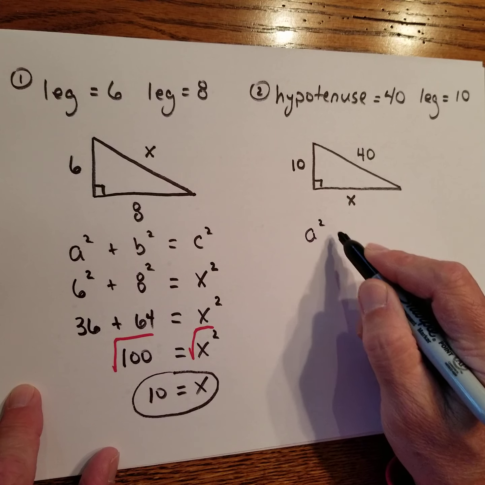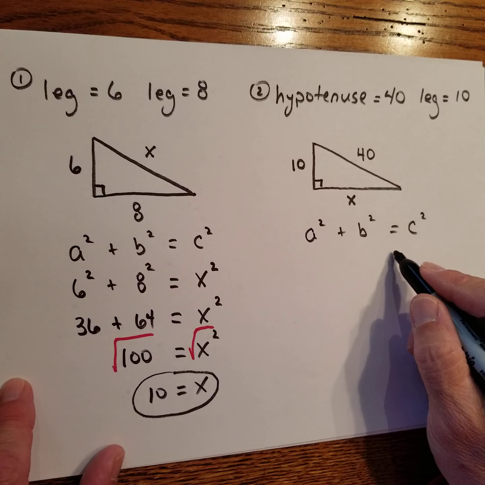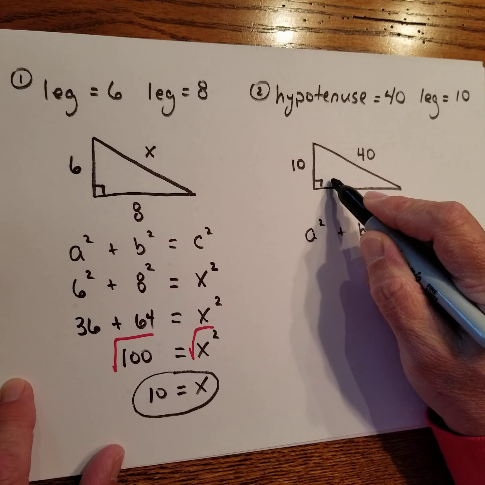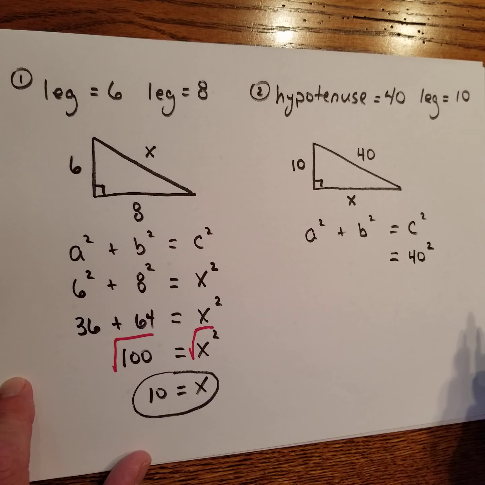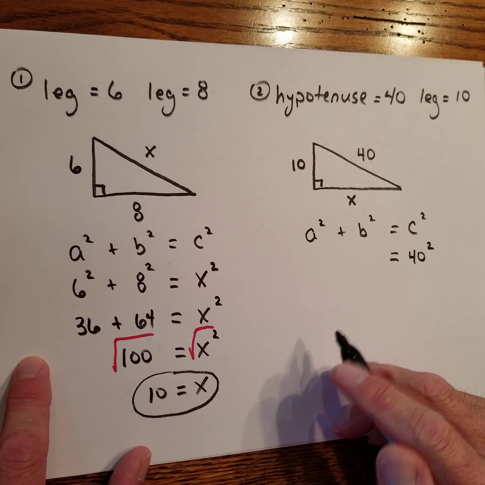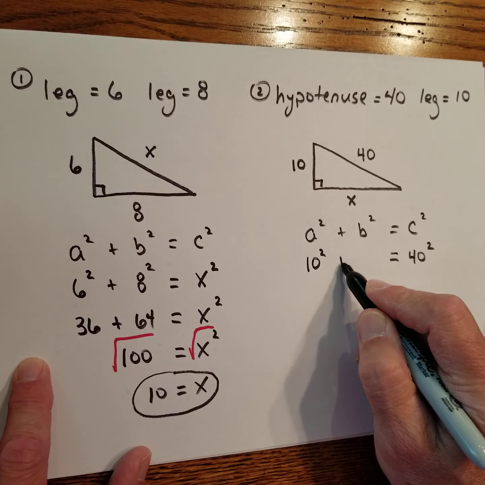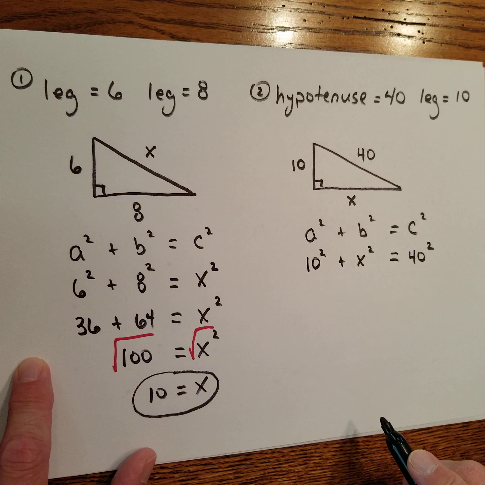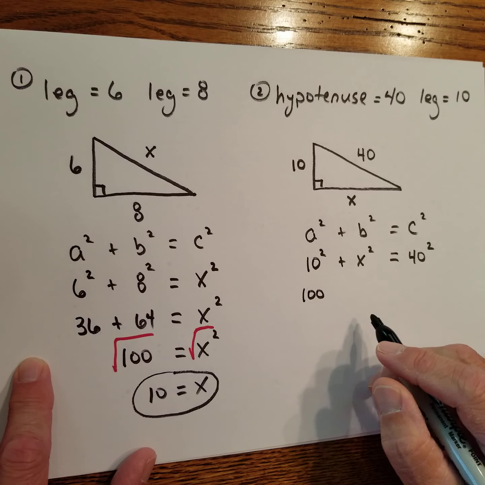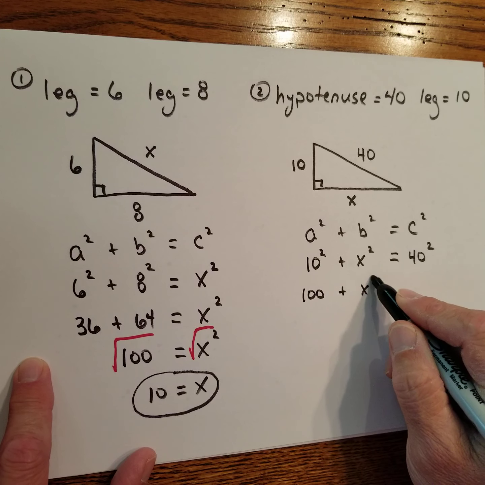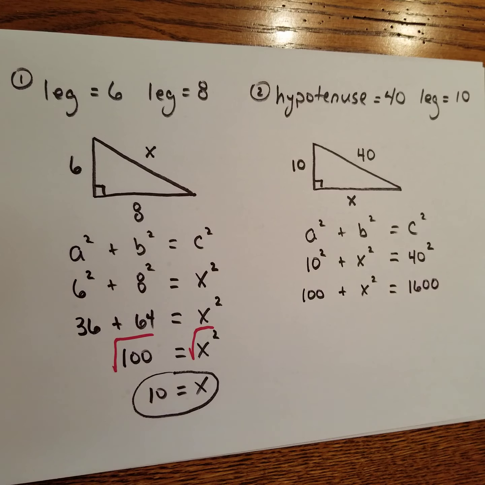So we'll set up a squared plus b squared equals c squared. Always remembering that across from the right angle is the hypotenuse, and the hypotenuse must be c. So the 40 will plug in for c. The legs are 10 and x. Those can go in whatever order you like. Now, either in your brain or on your calculator, 10 squared is 100. 40 squared is 1,600.